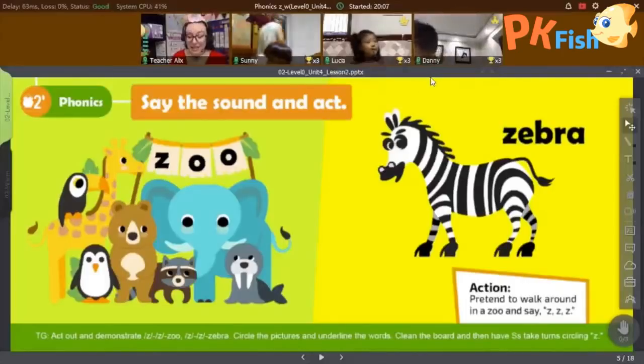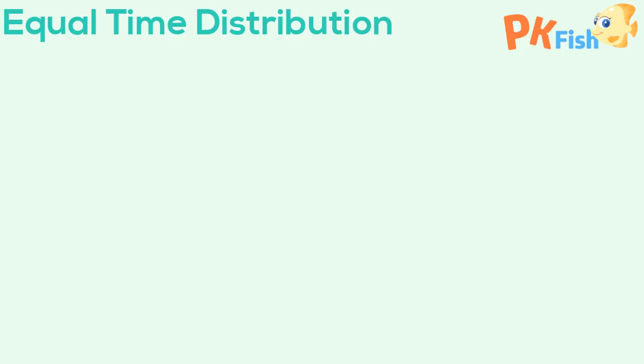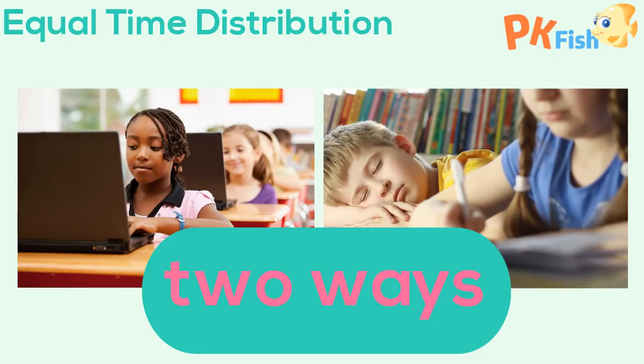The final important aspect of classroom management is ensuring equal time distribution. If some students are more active than others, it can be hard to allocate equal time to every student. But here we will focus on 2 ways to keep the distribution fairly even.